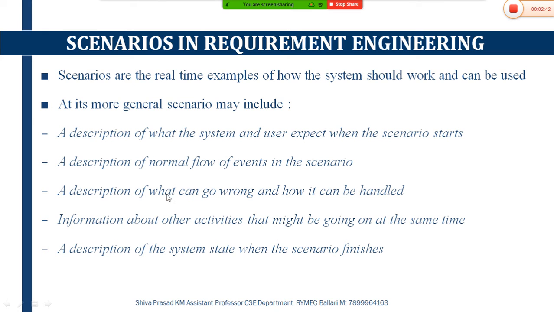Those particular things also can be represented in this form, along with information about other activities that might be going on at the same time. Simultaneously, the other components will be working. What type of work the other components are carrying out, in what way it can be handled, and what might be the output which we may get based upon the simultaneous work of other activities can be written with the help of this particular point.